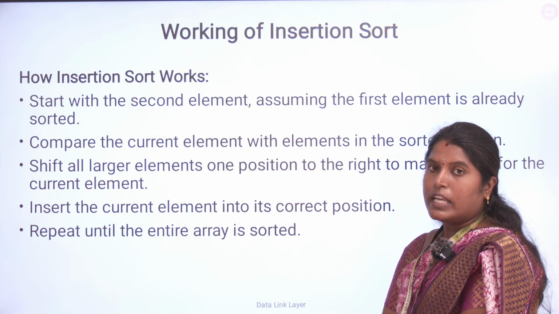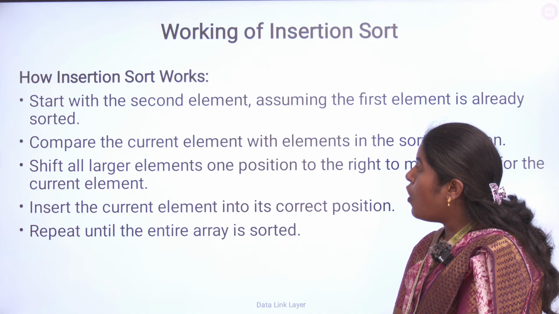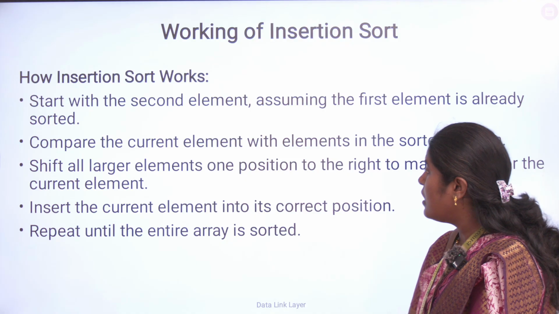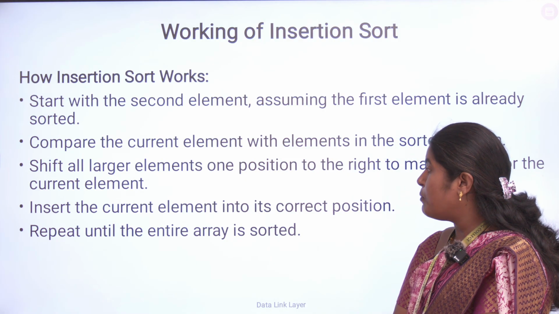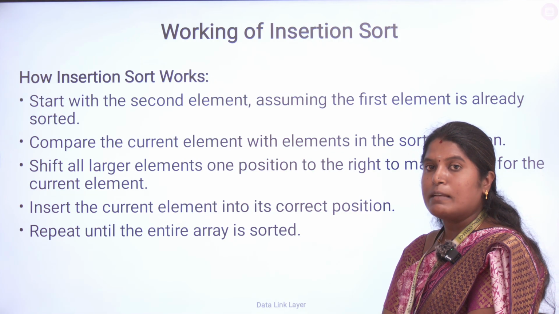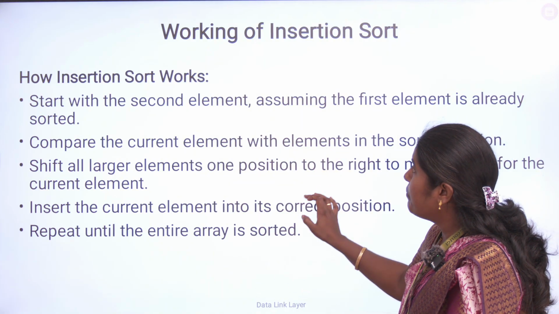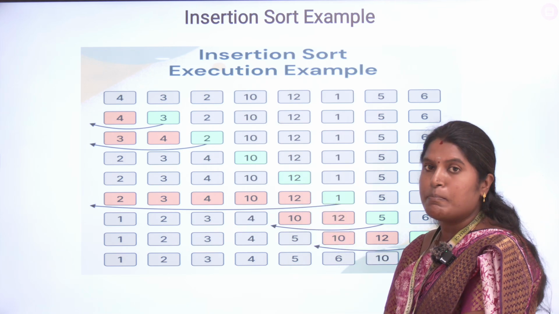Compare the current element with the elements in the sorted portion. We take the second element and compare it with the first element. Shift all larger elements one position to the right to make space for the current element, and insert the current element into the correct position. We repeat this step until all the items in the array or list are in sorted order. Let me explain insertion sort with a simple example.